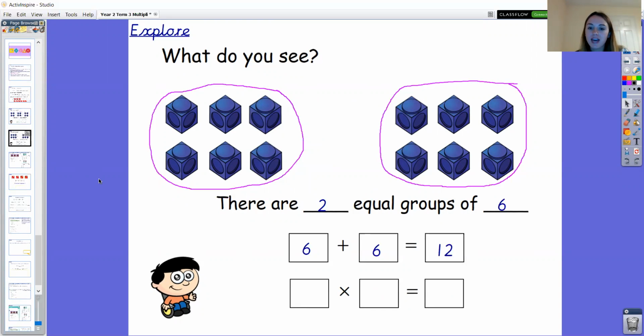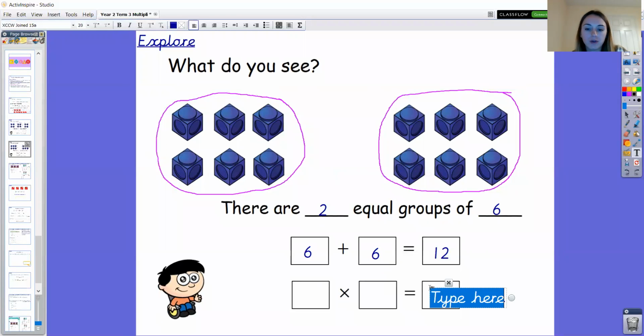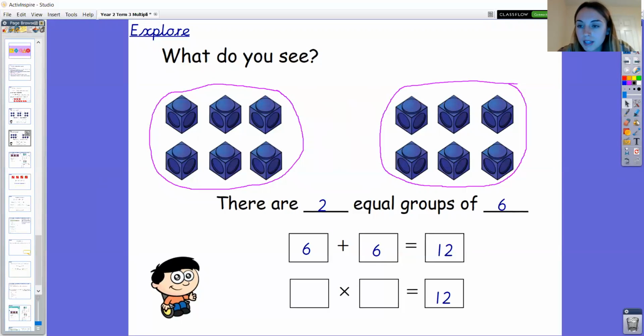Brilliant. Okay, so I'm going to help you with the multiplication sentence now. Remember, the multiplication symbol means lots of. So lots of equals 12. We know the total is 12 because it stays the same. Okay, what do you think?